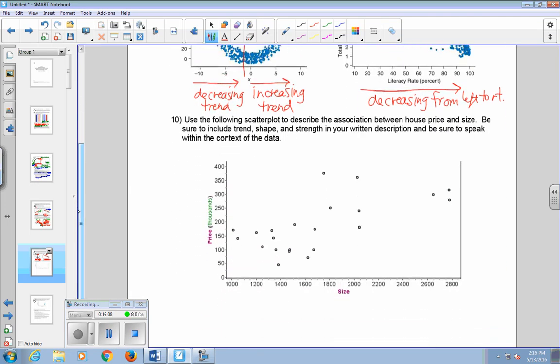Okay, number 10, you may want to press pause and try this one on your own first. Use the following scatter plot to describe the association between house price and size. Be sure to include trend, shape, and strength in your written description and be sure to speak within the context of the data. Now, one note I want to make before I answer this question is that these graphs are typically given a name, and we usually have the Y variable listed first, and we say that it's price versus size, or Y versus X.